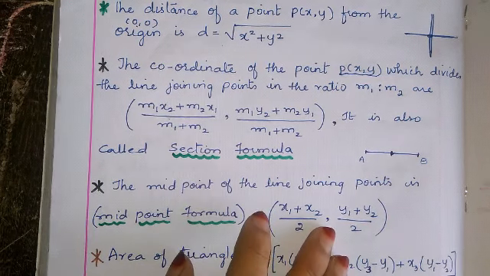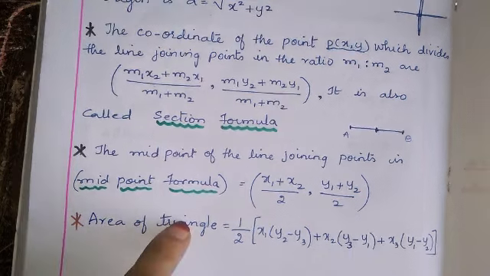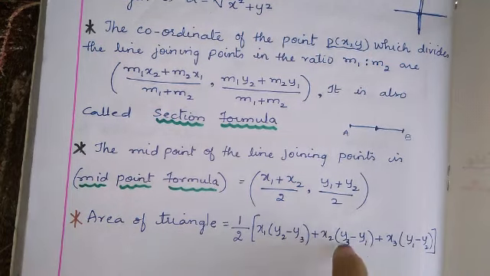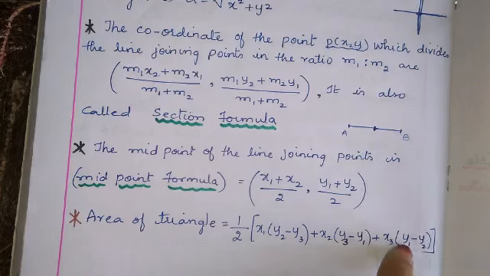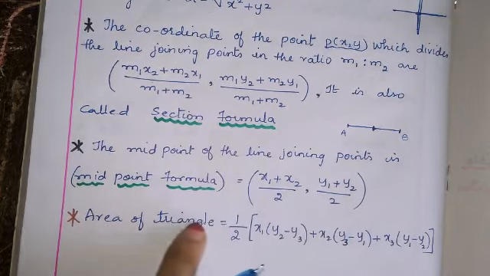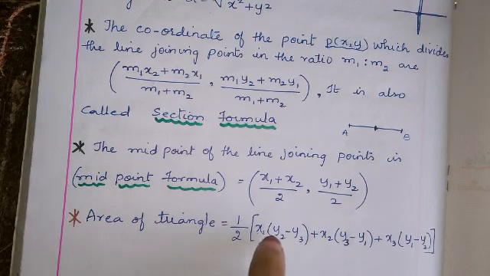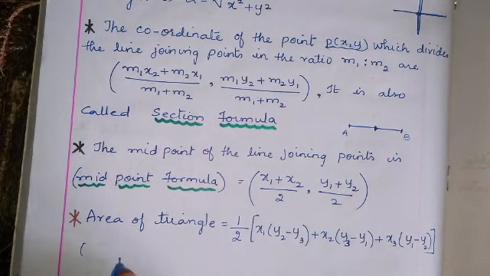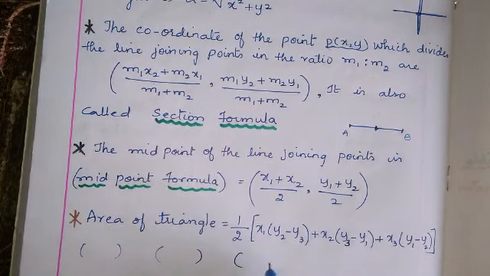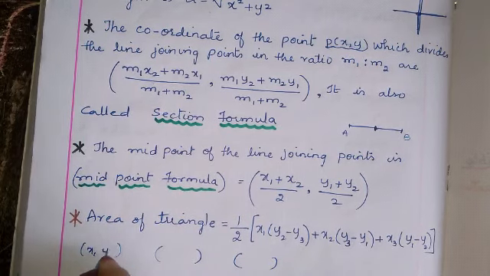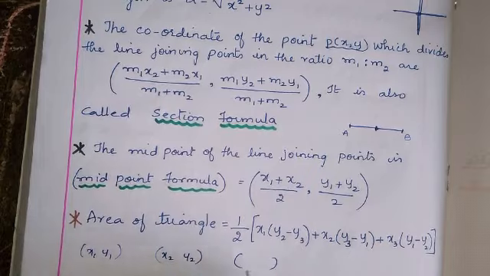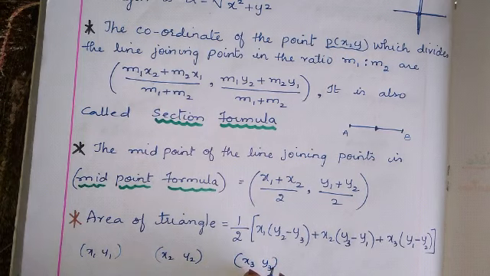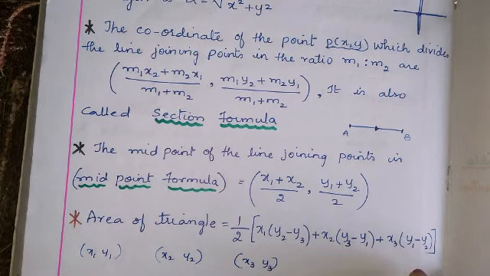But now in 10th standard coordinate geometry we are going to learn the area of a triangle as half of [x1 (y2 minus y3) plus x2 (y3 minus y1) plus x3 (y1 minus y2)]. This is the formula for the area of a triangle. Why x1, x2, x3, y1, y2, y3? Because the triangle has 3 points: (x1, y1), (x2, y2) and (x3, y3).